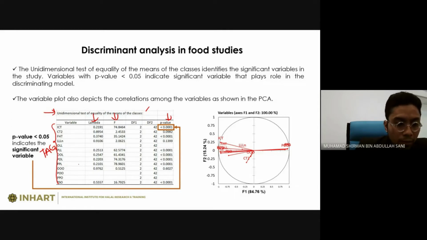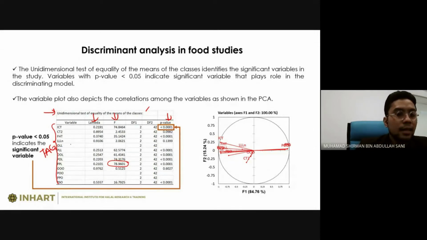So this PPL, you can see the F statistic value is 78.96. So that indicates PPL is the most significant variable or TAG that is able to discriminate those palm oil, lard and palm oil mixture, and lard groupings or clusters. So this one you can arrange, so you can see which one.